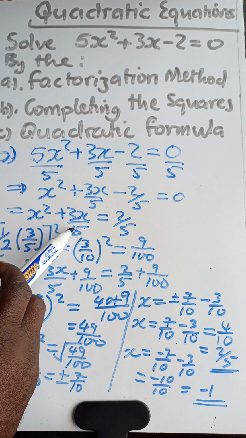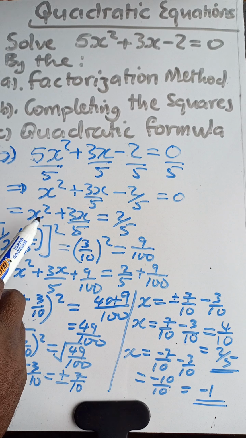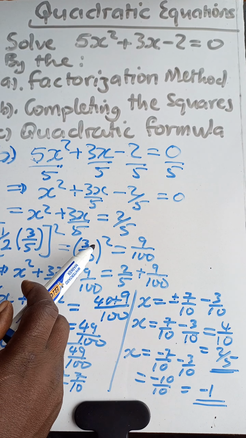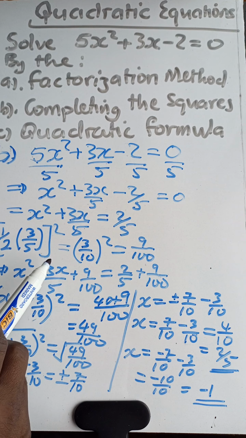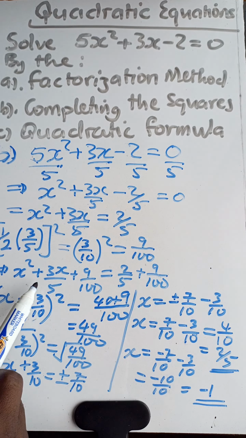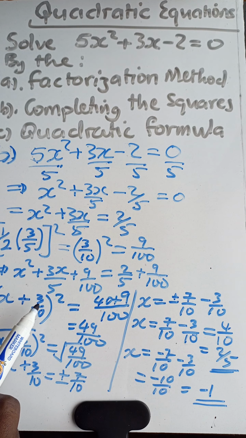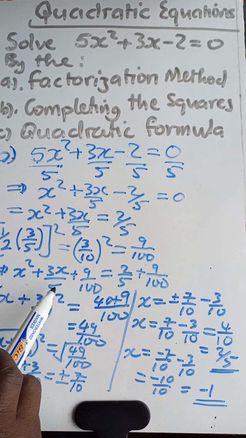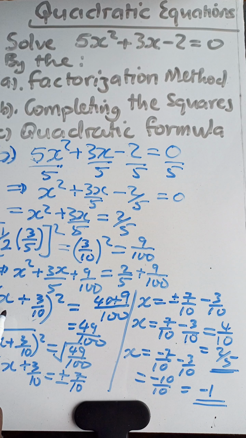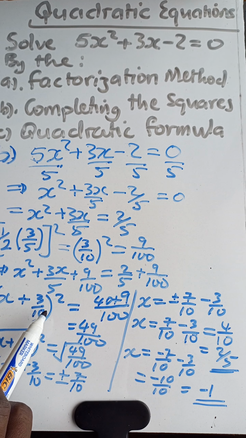So half of 3 all over 5, all squared, gives us 3 all over 10 squared, which is 9 all over 100. We're going to add that to the left hand side and to the right hand side. That's it there. And then now we carefully look at this. We must obtain a perfect square. And that perfect square, from careful examination, is x plus 3 all over 10.